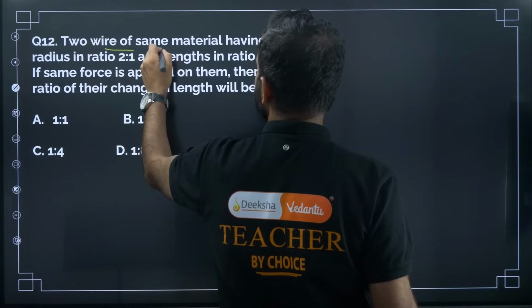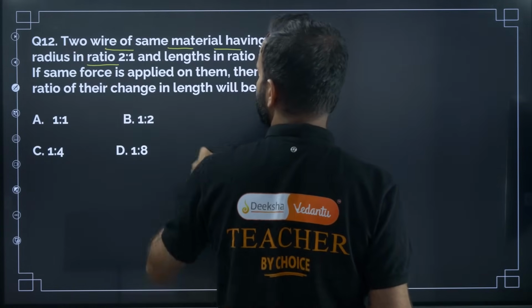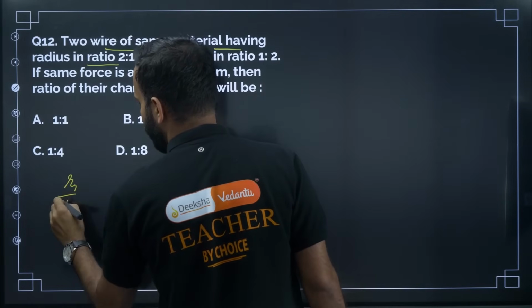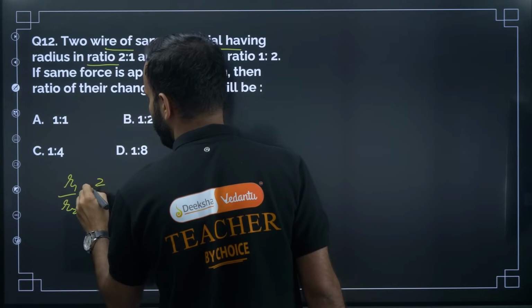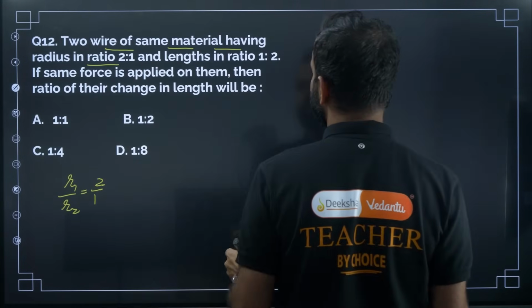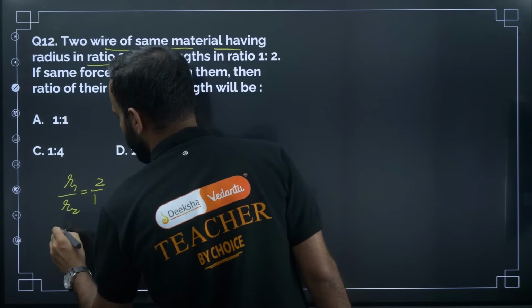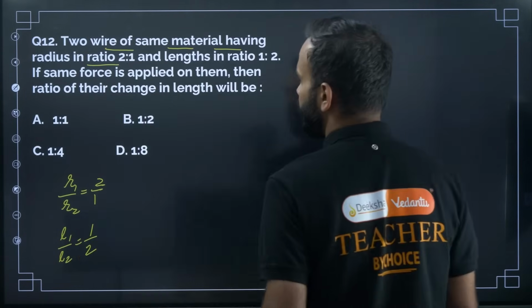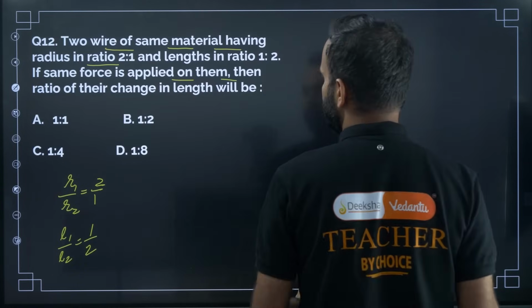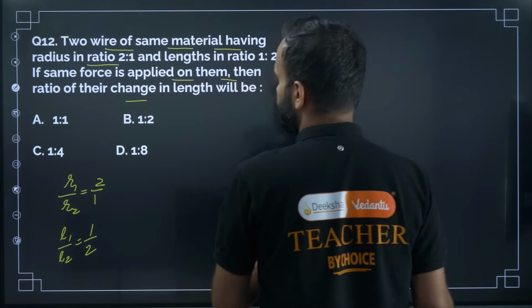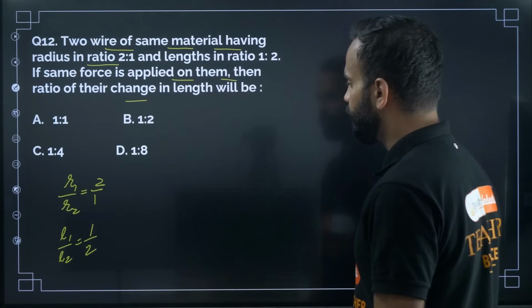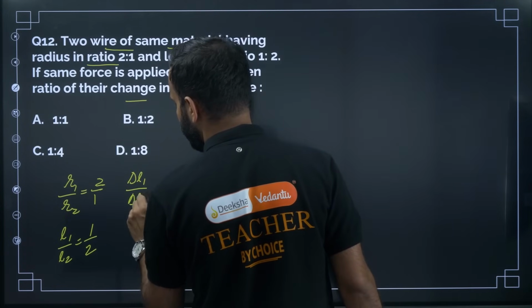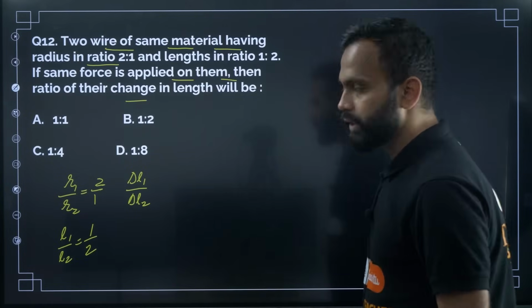Two wires of the same material have radii in the ratio 2:1, that is R1 divided by R2 is equal to 2 by 1, and lengths in the ratio 1:2, that is L1 divided by L2 is equal to 1 by 2. If the same force is applied on them, then the ratio of their change in length will be, okay, we need to find delta L1 by delta L2. This is the ratio of their change in length.